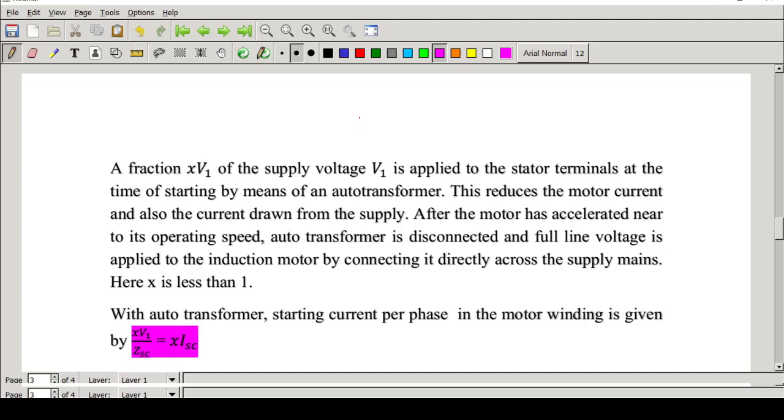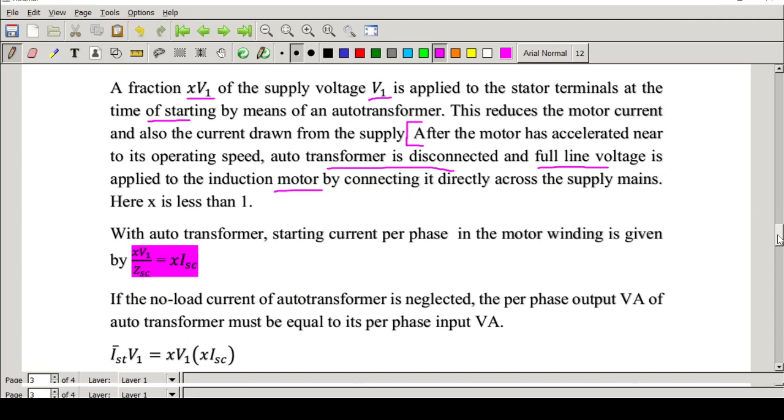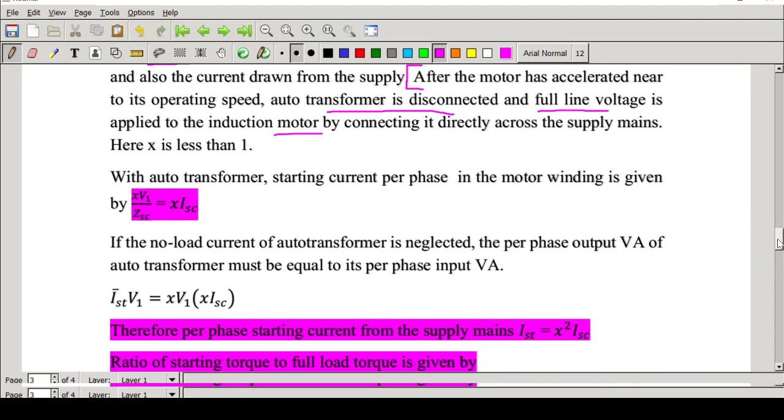As I told you, we are not applying the full voltage V1, we are applying X into V1, and only at the time of starting. Using an auto transformer, we are applying a reduced voltage XV1, which will control the initial starting current. When the motor accelerates and attains its rated speed, this auto transformer can be disconnected, and then we will apply the full line voltage to the stator winding. Now we will analyze this. After using this auto transformer starting method, we will see what advantage there is.